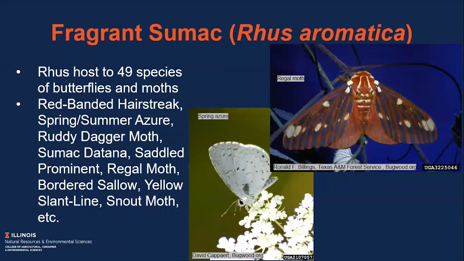So I should mention here as well, this is the host to 49 species of butterflies and moths, but that includes all of the Rhus genus according to the Plant Finder website. So these may or may not make use of the fragrant sumac in particular. They may be using some of the other native sumacs. Just something to keep in mind.